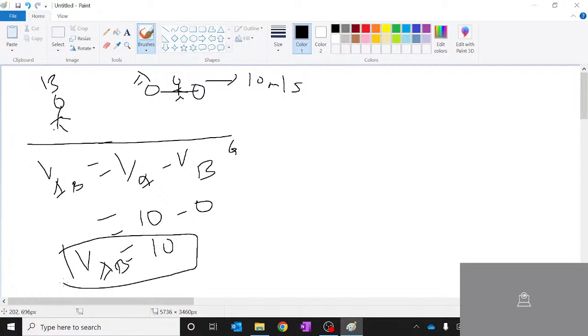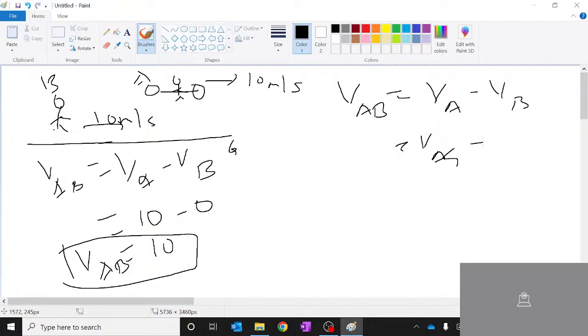Similarly, in the same concept, assume I am also traveling with 10 meters per second. So what is relative velocity of A with respect to B? It is nothing but VA minus VB. What is VA? Velocity of A with respect to ground. So VAG minus VBG. Correct?